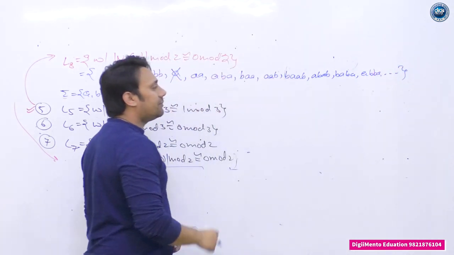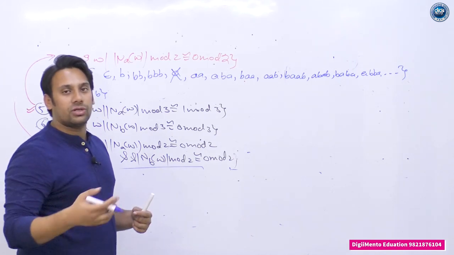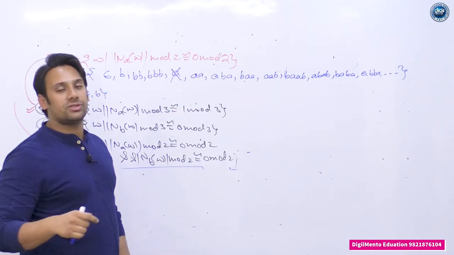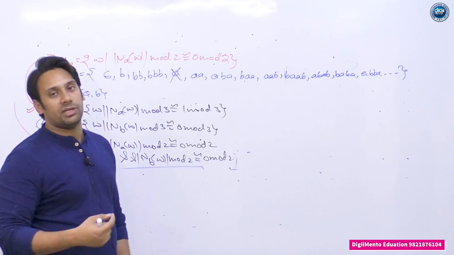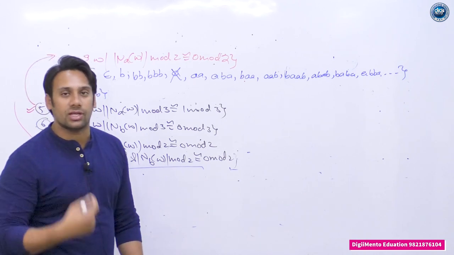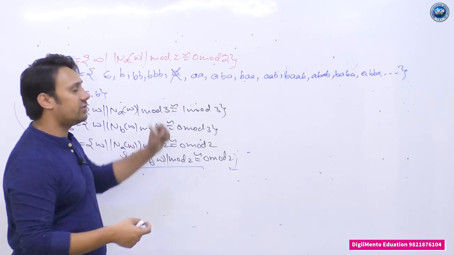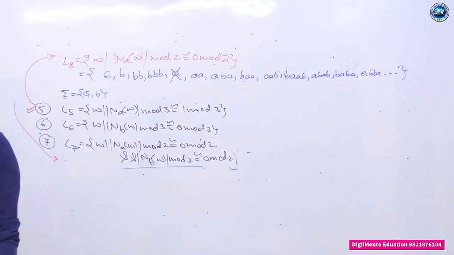So number of A's can be 0, number of A's can be 2, number of A's can be 4, number of A's can be 6, and so on. But we are not putting any restrictions and any conditions on number of B's. B kitne bhi ho sakte hain, B ke upar hum koi bhi restrictions ya conditions ko nahi dal rahe. We are just putting conditions and restrictions on the number of A's. Kitne A hai, hum sirf usi par hi conditions aur restrictions dal rahe hain. B se hume koi bhi farak nahi padta.